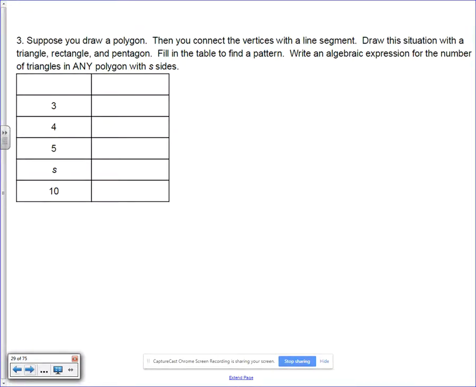So, what changes from a triangle to a rectangle to a pentagon? The number of sides. And the changing is the input. That goes over here. What do they want me to find? The number of triangles that you can make.